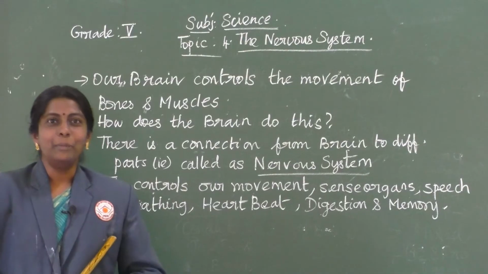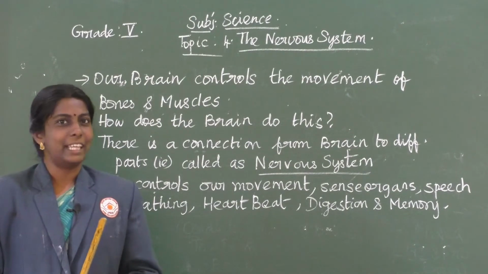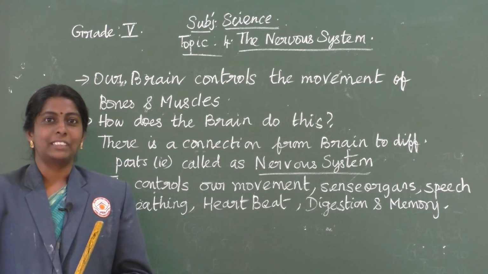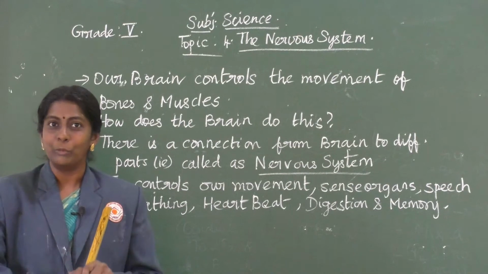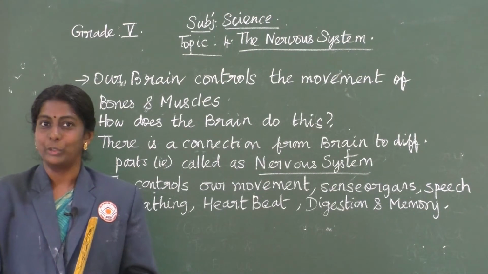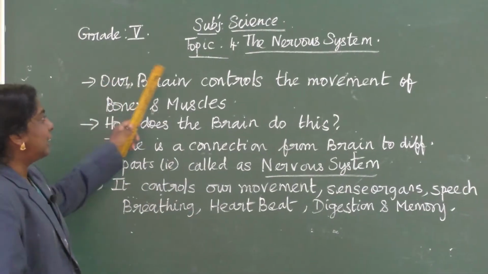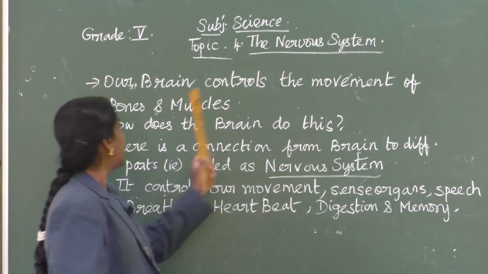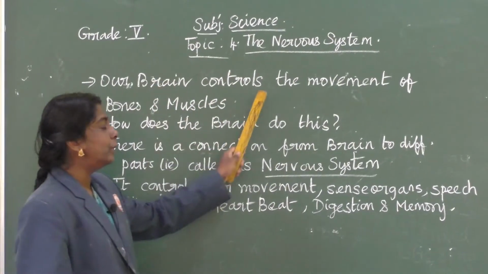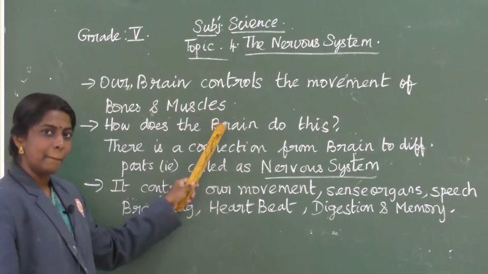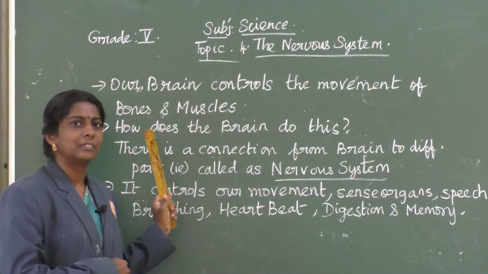We can read books, eat delicious food, play games and all. But do our muscles and bones move on their own? No. Right? Yes. Our brain controls the movement of bones and muscles. How does the brain do this?